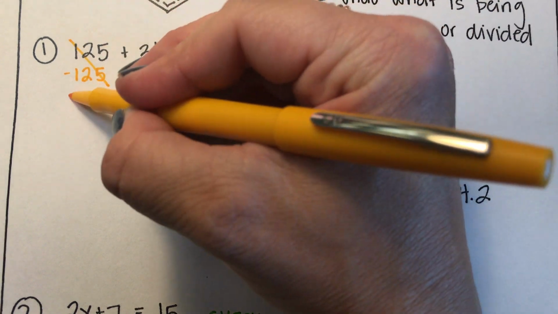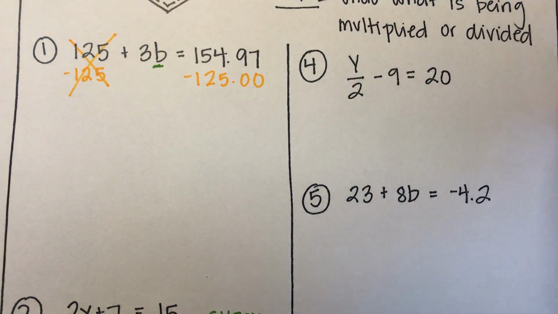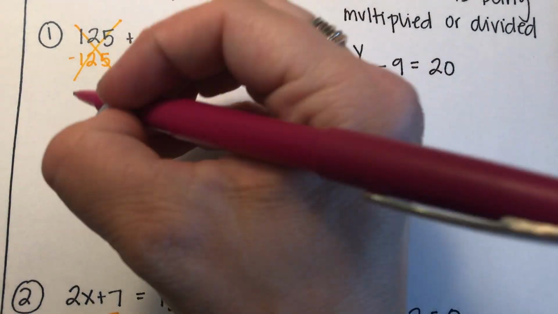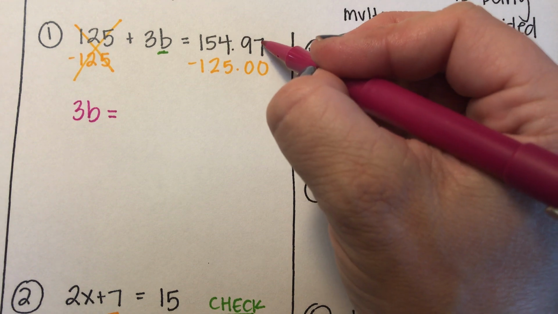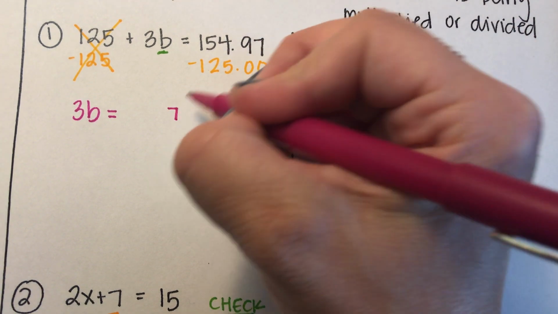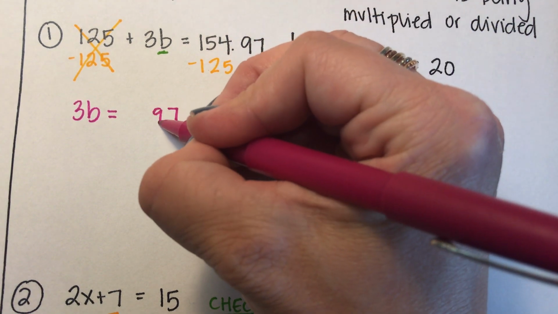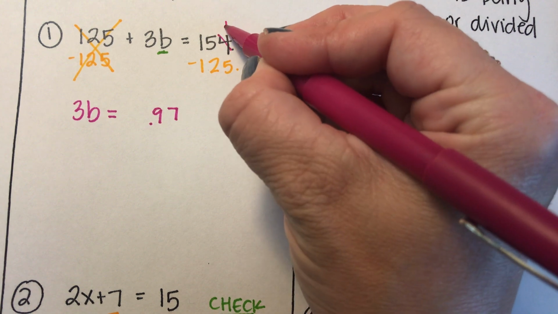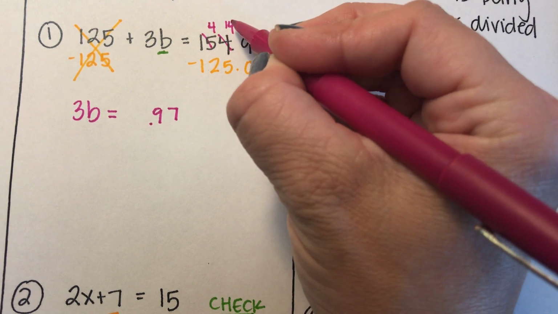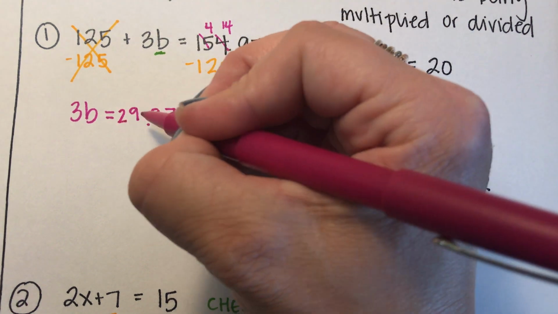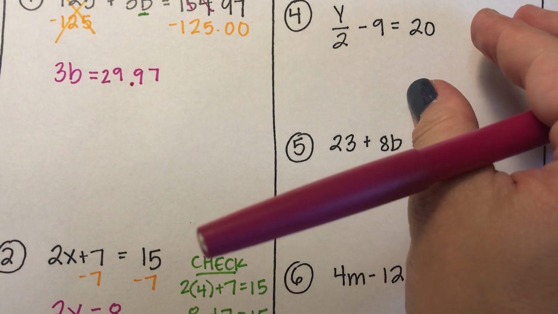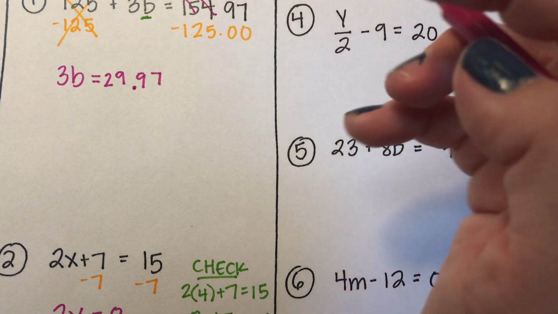So 125 minus 125 is 0. Now what I'm left with is 3b equals, and now I have to subtract this. 7 minus 0 is 7. 9 minus 0 is 9. I'm going to borrow. 14 minus 5 is 9. 4 minus 2 is 2. So 3b is 29.97.